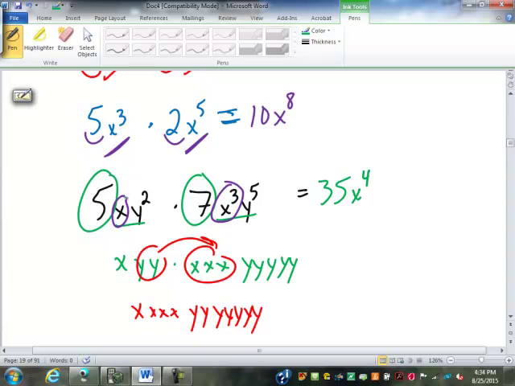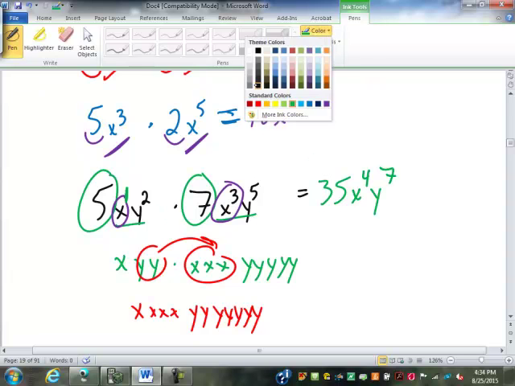Yeah, when we see just an x like this, really there's a power there, we just don't write it. It's x to the power of 1. So 1 plus 3 makes 4. And then y to the 7th. Good. 2 plus 5 makes 7.